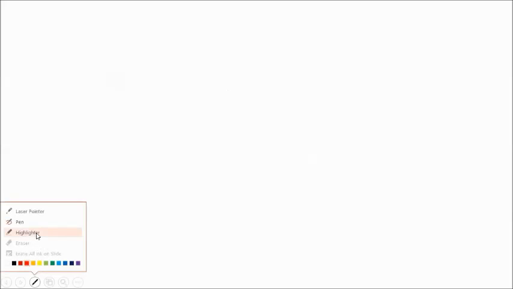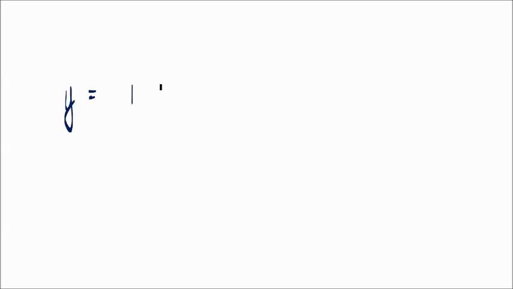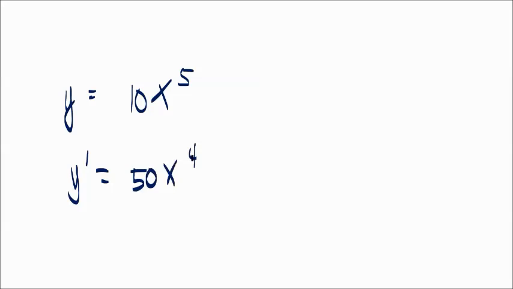Let me highlight that for you because I think you understood it. When we discuss that, that's the shorter way, right? For example, y is equal to 10x raised to 5. The derivative of this in a very quick way is 50x raised to 4, because you just multiply this one and you subtract 1 in the exponent. That's very good.